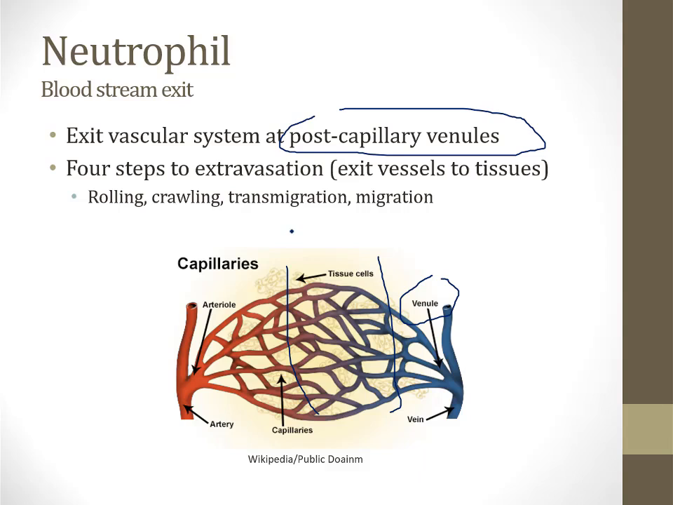is ongoing. And there are 4 steps to the process of neutrophil extravasation, the exit of vessels into tissues. The 4 steps are called rolling, crawling, transmigration, and migration. Each of them is mediated by different binding between ligands on the neutrophils and molecules on endothelial cells. And I describe this entire process, including the 4 steps, in detail in the immunology video on innate immunity.